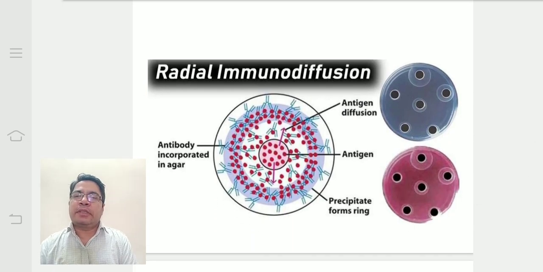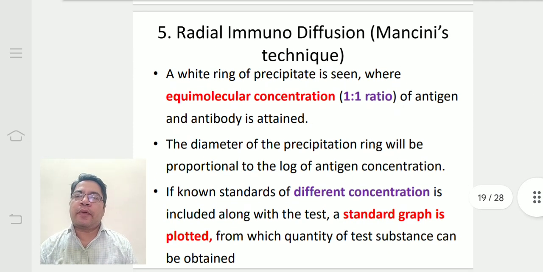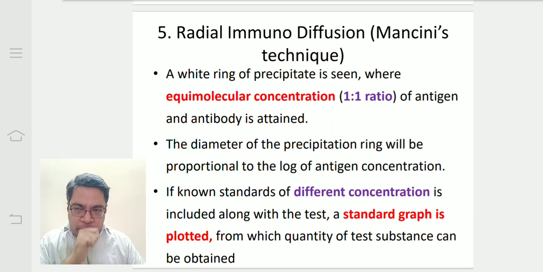In this diagram, we can see that centrally antigen is present, whereas peripherally antibody is present. The antigen moves peripherally to give an antigen antibody reaction, which gives a precipitation arc at that point. A white ring of precipitate is thin where equimolecular concentration, that is 1:1 ratio of antigen and antibody, is attained. The diameter of the precipitation ring will be proportional to the log of antigen concentration.